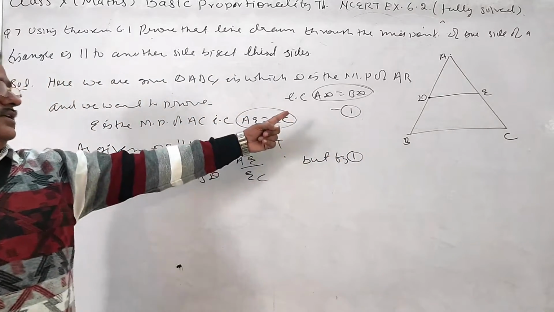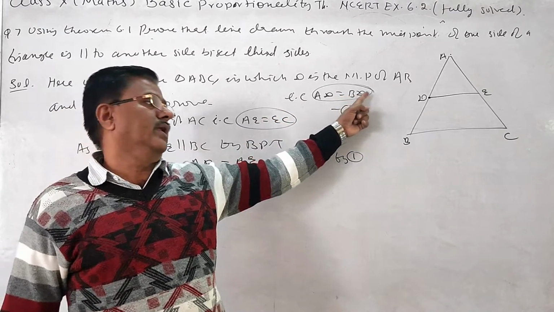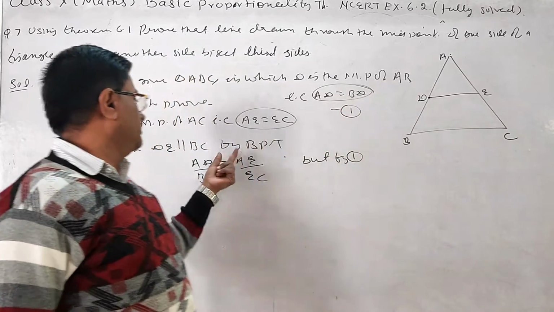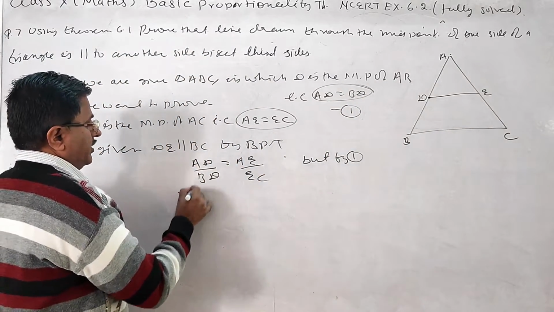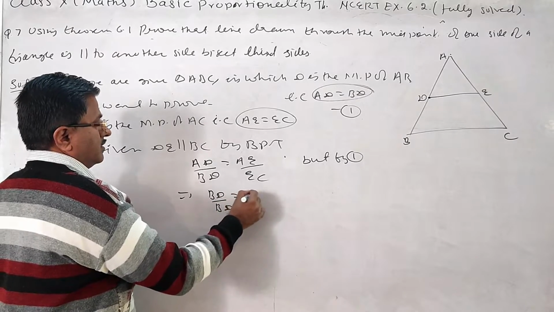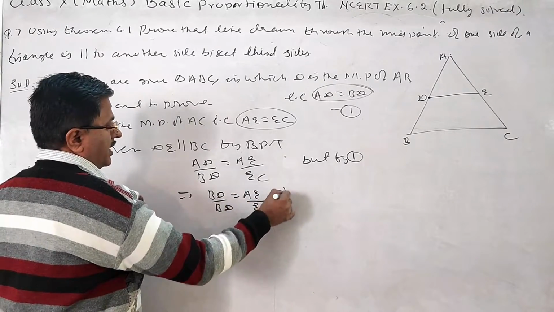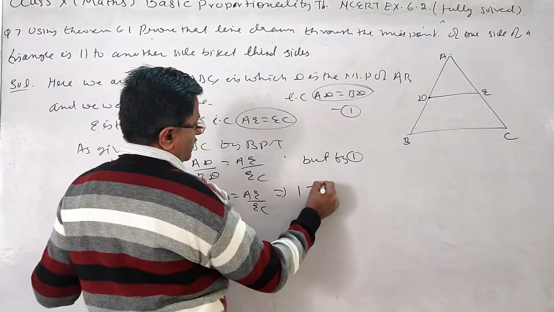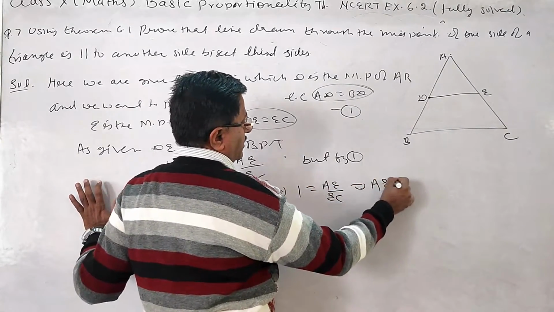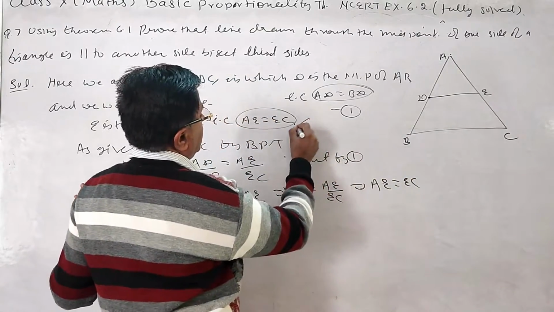So one part says AD equals BD. This is given, and D is the midpoint of AB. So you can replace AD by BD in this one. So AD replaced by BD, upon BD. So what do we see? BD upon BD is 1. Now cross multiply, so we get that, which we want to prove.